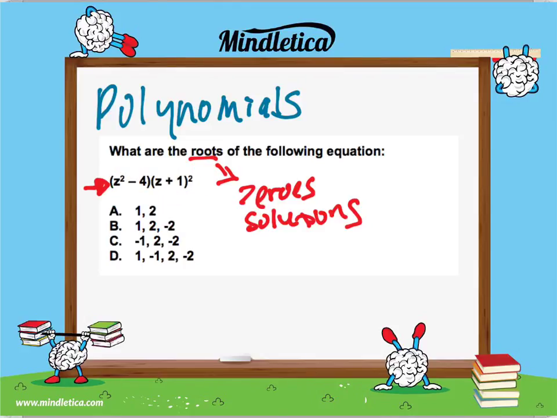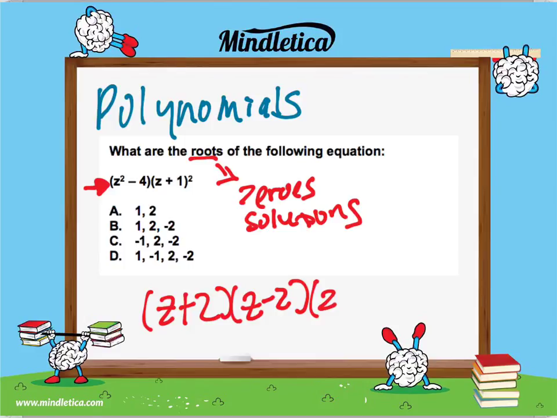Or you can plug in your answer choices, right, to see where you're going to have zeros. Or you can just solve it, right? So let's just go through and actually solve it, and then I'll show you how you could plug in your answer choices. So z squared minus 4, if I factored z squared minus 4 out, would be z plus 2 times z minus 2.